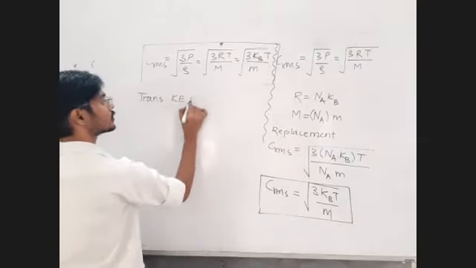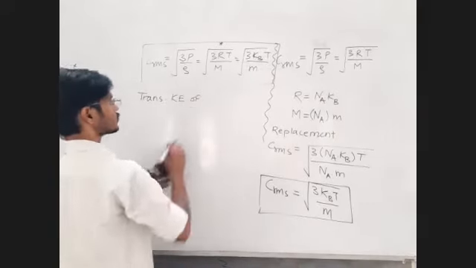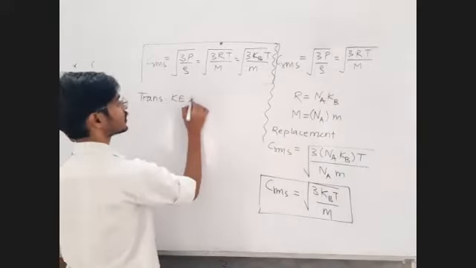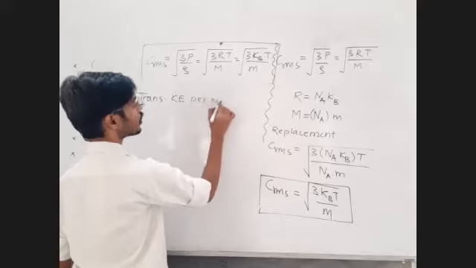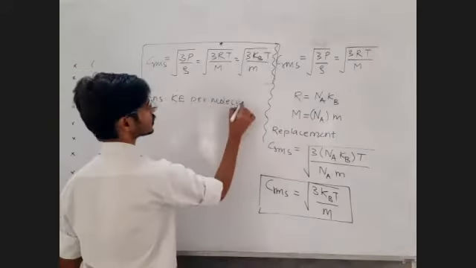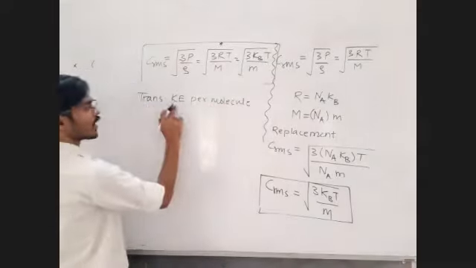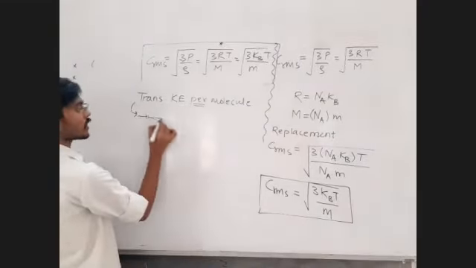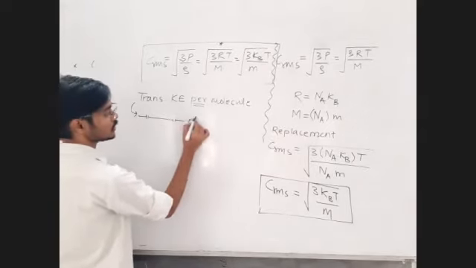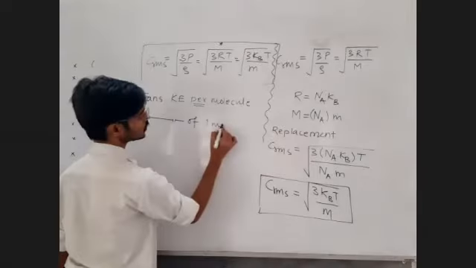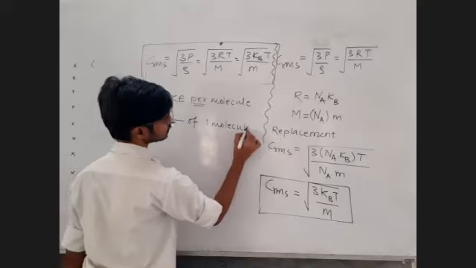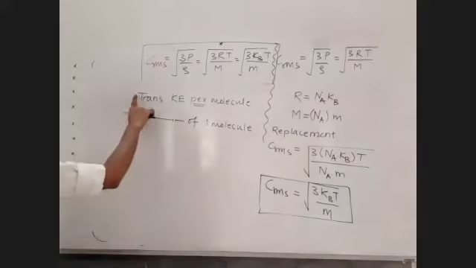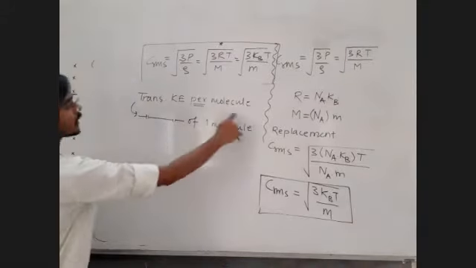So let us write translational kinetic energy per molecule. It means that they are talking about translational kinetic energy of one molecule. Try to understand. This line means this line.